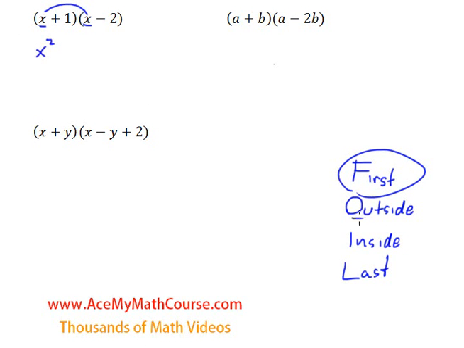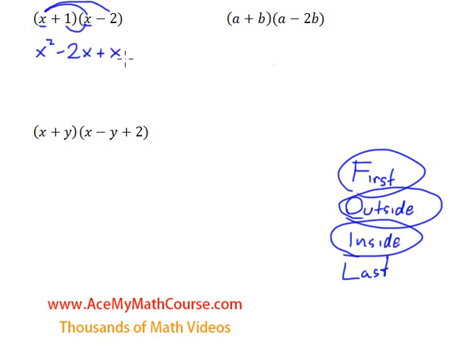Then the outside elements, in this case the x and the negative 2. So we get negative 2x. Then the inside elements, 1 times x is x. And finally the last two, 1 times negative 2, negative 2.